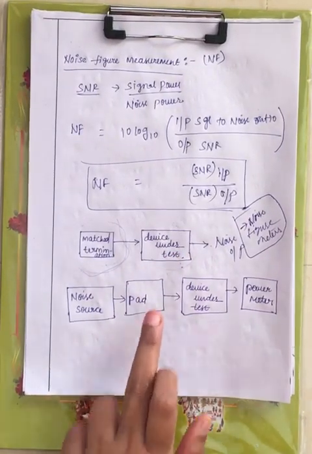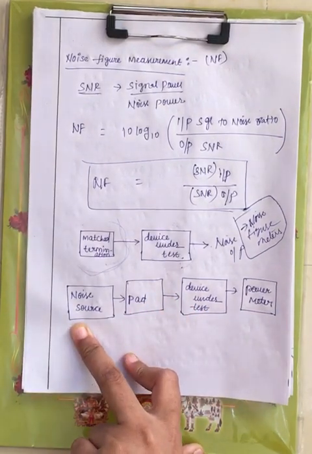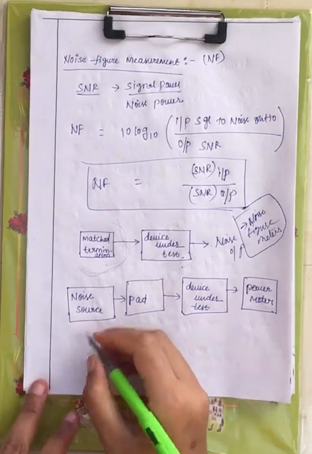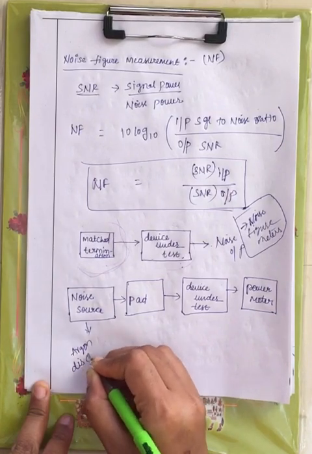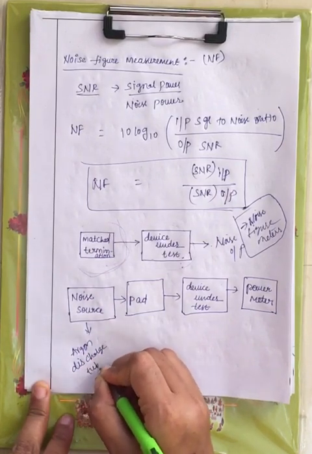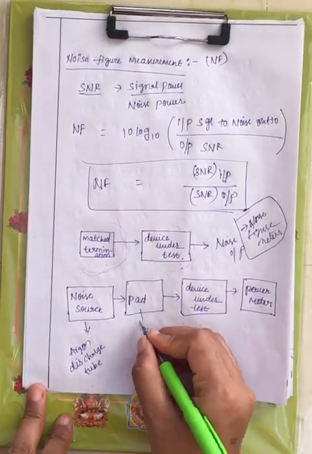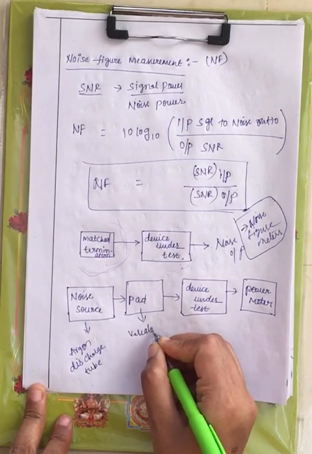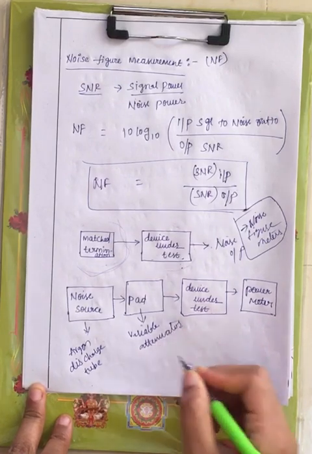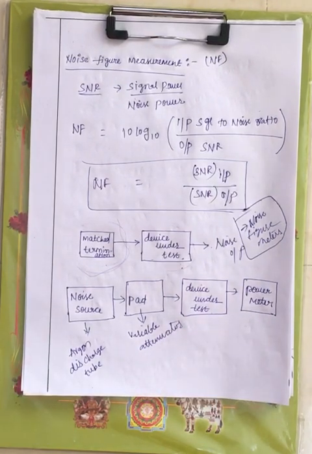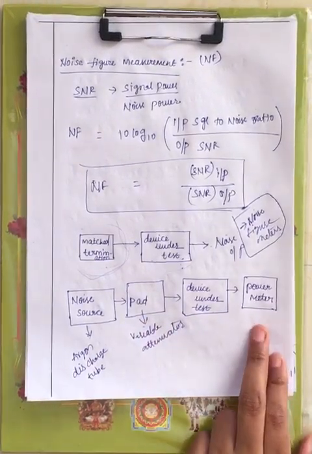Now coming to setup 2, for that device under test we are connecting a noise source. Here you will use a discharge tube, an argon discharge tube. The noise source is nothing but an argon discharge tube. Pad is nothing but a variable attenuator. If you observe a pad in any setup, that is nothing but a variable attenuator, followed by the device under test, followed by a power meter.